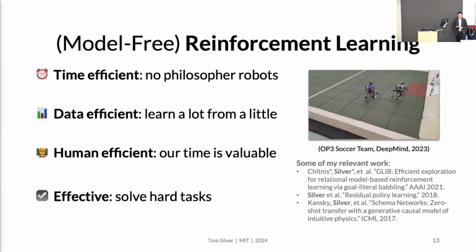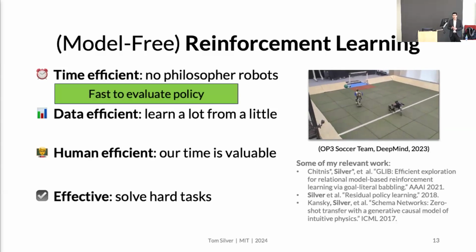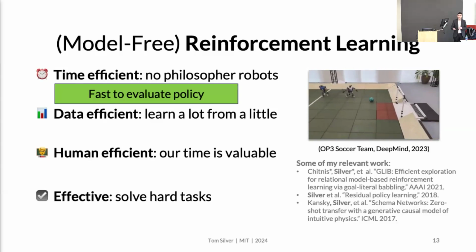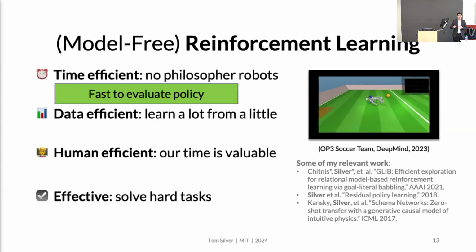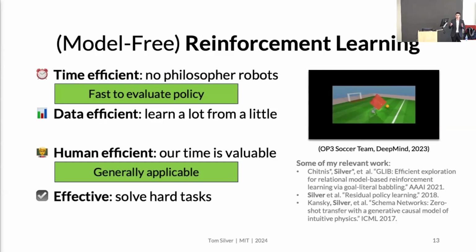Another paradigm which has made a lot of progress over the last 10 to 15 years is reinforcement learning. Reinforcement learning is great because what you get at the end of the day is a policy, which might be a big neural network or something, that if you give it an observation, will quickly give you an action to take. So it's very time efficient. These approaches are also quite human efficient in the sense that they're generally applicable. There's a certain amount of design going into reward functions and observations and action spaces and so on, but these are quite general techniques.